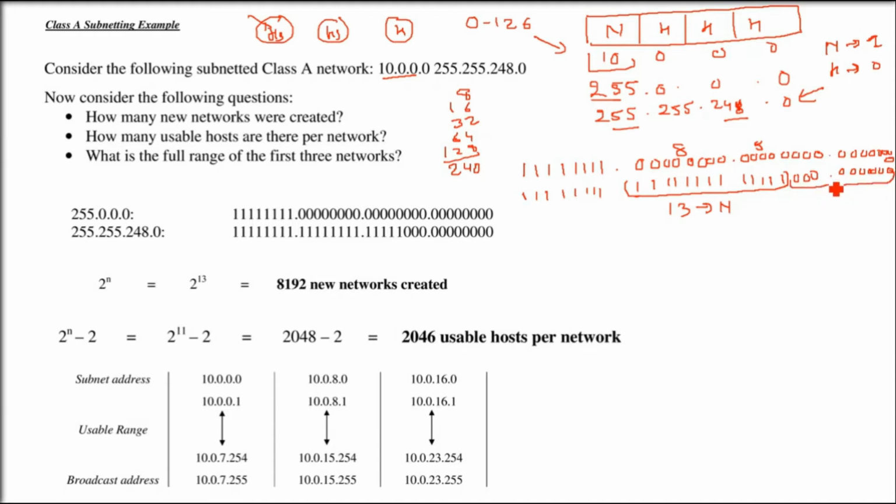And how many are remaining with the host? See, 8 from the last octet and 3 zeros here. So 11 are remaining with the host. So first, how many new networks were created? We always go with 2 to the power, because it is binary. So 2 raised to 13 is 8192.